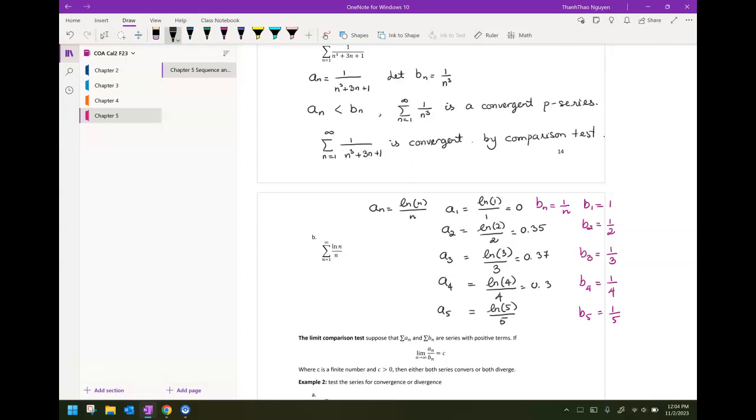0.35, 0.32. So if we compare each of these numbers, 1 over 3, that is 0.33, 0.25, 0.2.